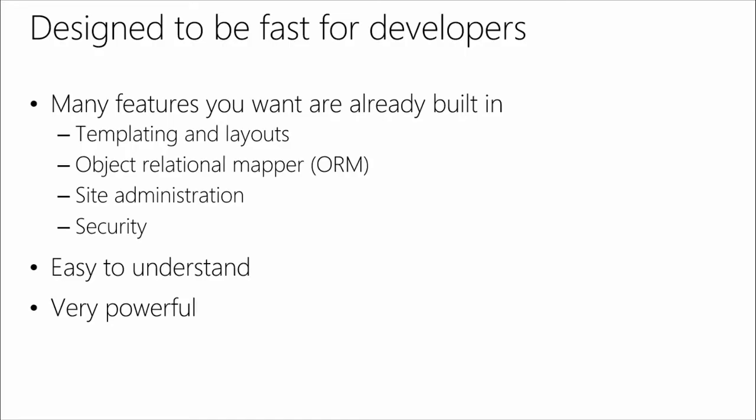So to summarize all of that on one neat little slide here, it's really designed to be fast for developers. So many of the features that you're going to want are already built in. If you want templating and layouts for your HTML, that's baked right in. If you're looking for an object relational mapper, an ORM, that's built right in. If you're looking for some level of site administration, to make it easy for somebody to go in and tweak some of the data inside of the database, Django provides that right out of the box as well. And then finally, last but not least, of course, is security.